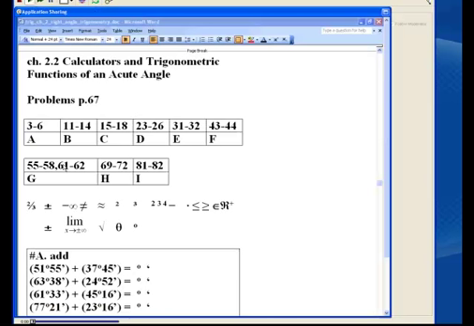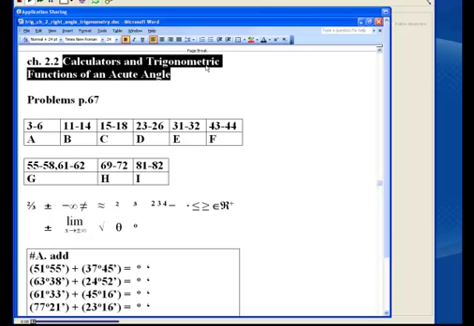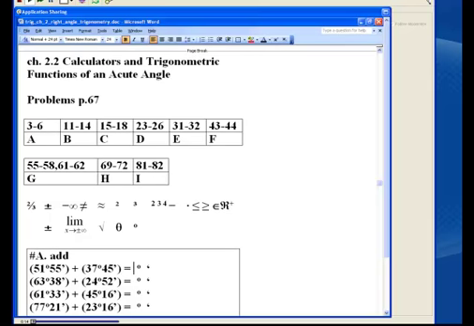Welcome to the problem section for this chapter, Calculators and Trigonometric Functions of an Acute Angle. And again, we're going to do a number of problems, but I think each of them is going to be relatively quick. So here, add 51 degrees, 55 minutes, plus 37 degrees, 45 minutes.